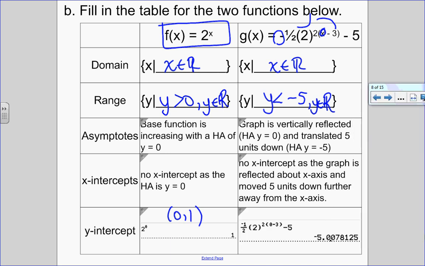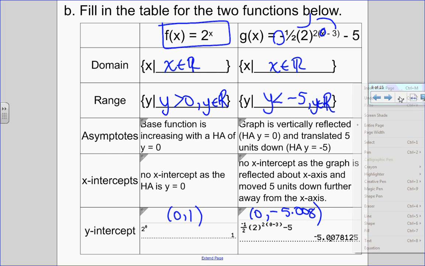So doing that on my calculator, I can get a point that is just below the horizontal asymptote. So there's my y-intercept. I would write that as 0 and -5.008. Okay, I want to put this all together and look at the graph.